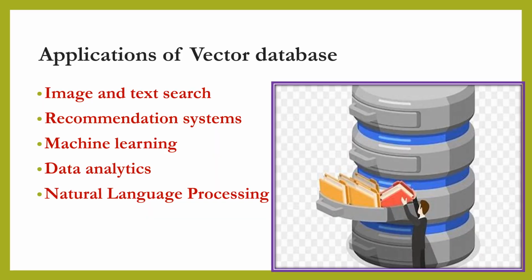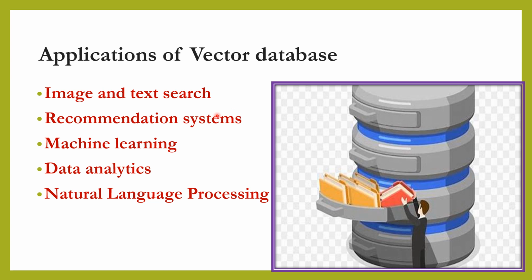Next comes the application of vector databases. These vector databases have a wide range of applications in various fields, including search engines, recommendation systems, machine learning, and data analytics. Some of the main applications include image and text search. In image and text search, vector databases can be used to efficiently search and retrieve images and text documents based on their semantic similarity. For example, a vector database can be used to search for images of similar products or documents containing similar text.